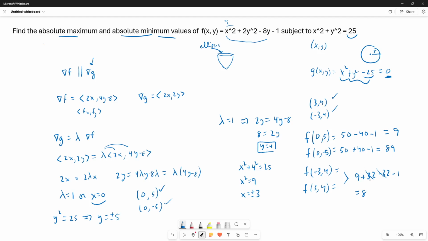So of these 3 values, one of them is the maximum and one of them is the minimum. So the maximum, the absolute max, is 89, and the absolute min is 8. So there we have it.